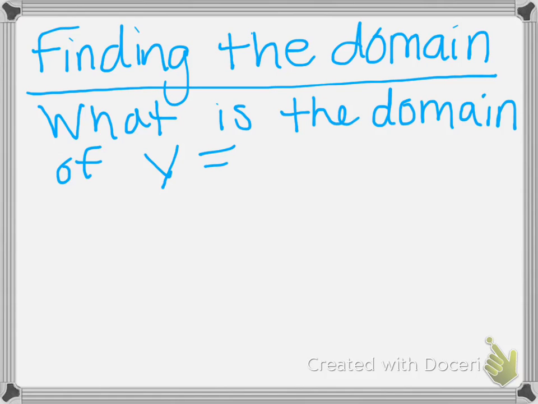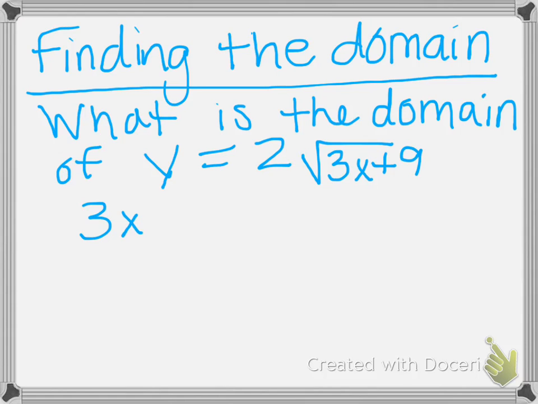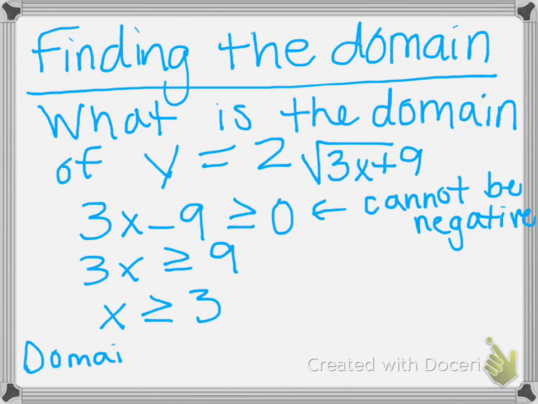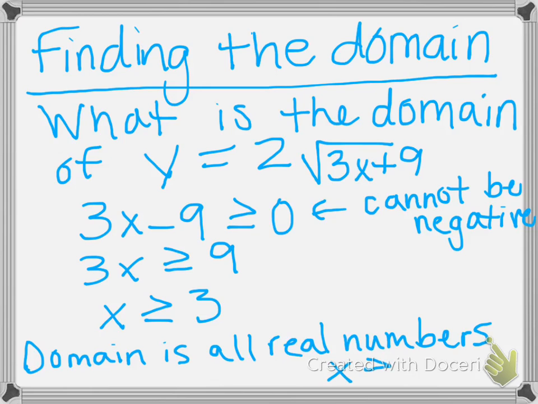What is the domain of y equals 2 square root of 3x plus 9? We're going to treat this just like a normal equation, except we are only going to use what is under the radicand to find what our domain will be, because our radicand, whatever is underneath it, needs to be greater than or equal to 0. So we're going to pull that out from under the radical, and then we'll have 3x plus 9, and we're going to set it greater than or equal to 0, because it cannot be negative. Now we will go through and solve it. So we'll add 9 to both sides, and then divide by 3. So x will be greater than or equal to 3, so therefore our domain is all real numbers where x is greater than or equal to 3.